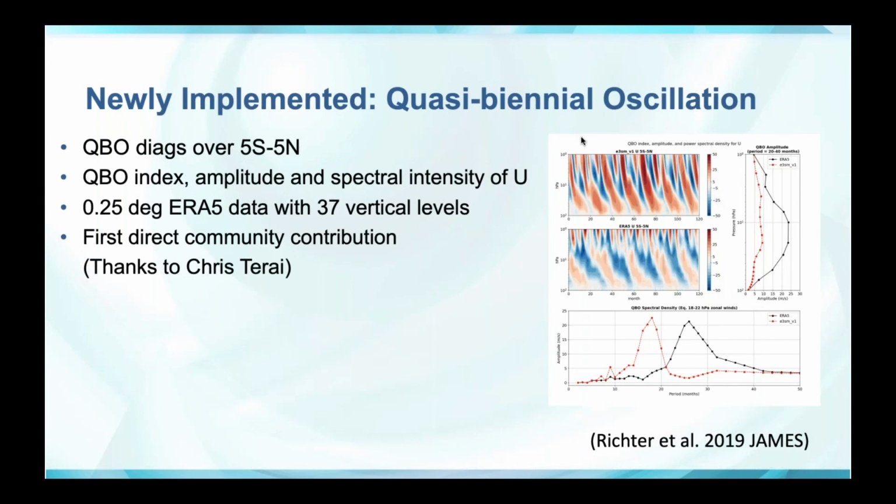QBO DIACs is implemented based off Yaga's 2019 paper. This set includes 3 components: QBO index, amplitude, and the spectral intensity of zonal wind. Quarter-degree ERA5 data with 37 vertical levels are used here, which have enough levels above 100 millibar for this analysis.